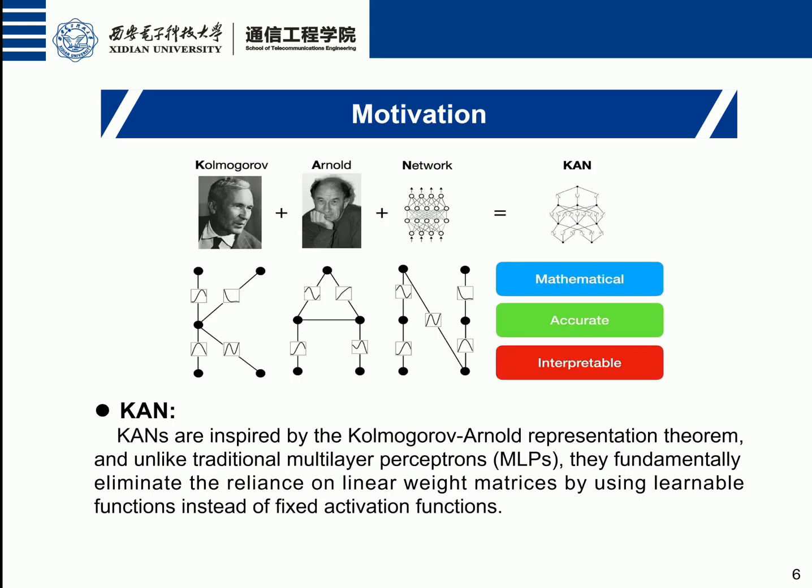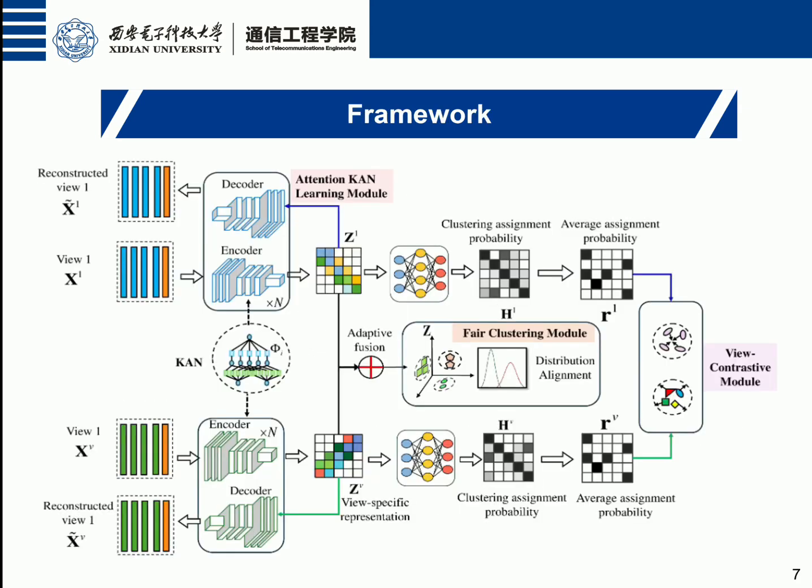To address these challenges, we introduce the Attention Kolmogorov-Arnold network, KAN, which has gained traction for its ability to model complex nonlinear functions. Existing methods often overlook the dynamic interaction between multi-view features and sensitive attributes, focusing solely on linear transformations or simple attention mechanisms. Inspired by KAN's capacity to decompose multivariate functions into learnable univariate components, we propose fusing it with a hybrid attention mechanism to dynamically prioritize clustering relevant features.